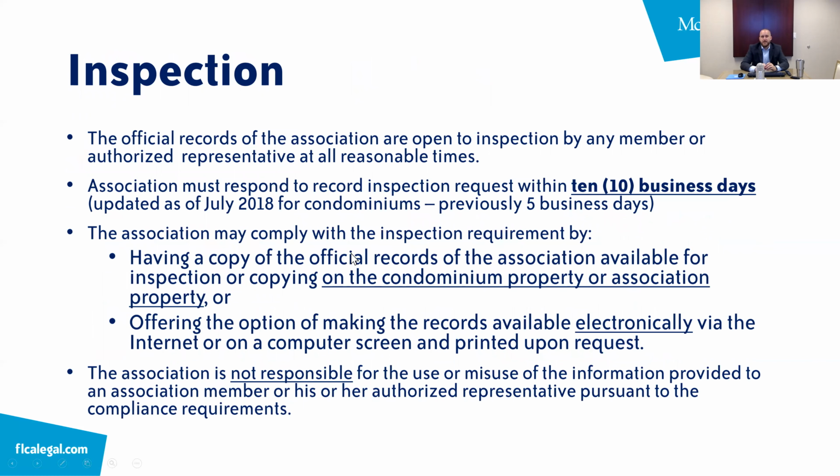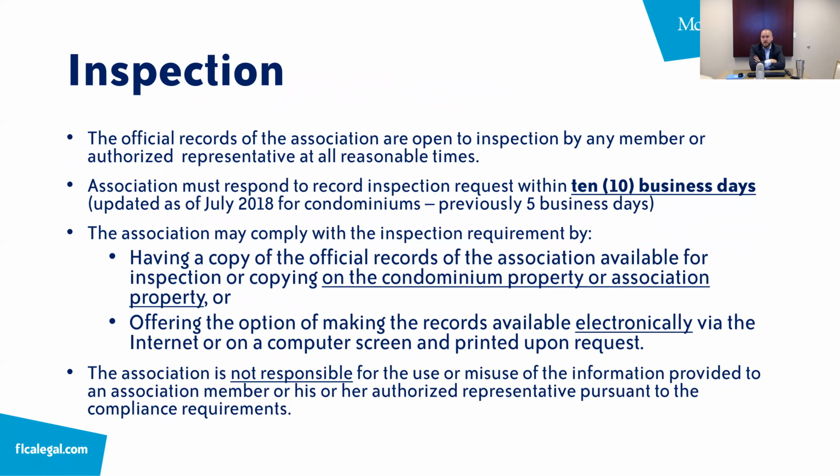So for inspection, the official records of the association are open to inspection by any member and an authorized representative. The question is, what's an authorized representative? That's not clearly defined. If they ask for their spouse to attend, maybe the spouse isn't on the deed, but they say my spouse is going to be attending to inspect the official records, or my attorney is going to be attending, I usually err on the side of allowing it. It just depends. There's no clear answer as to what an authorized representative is.